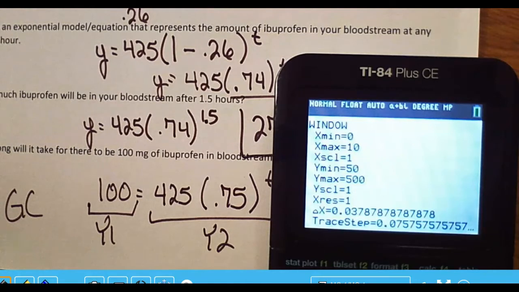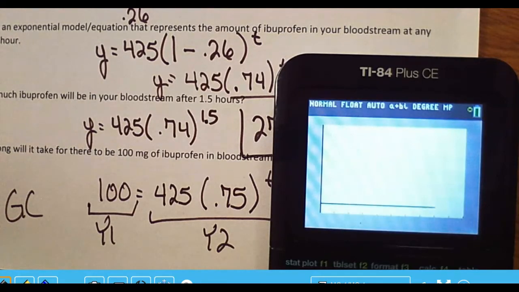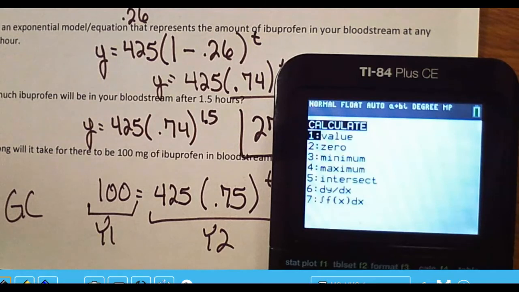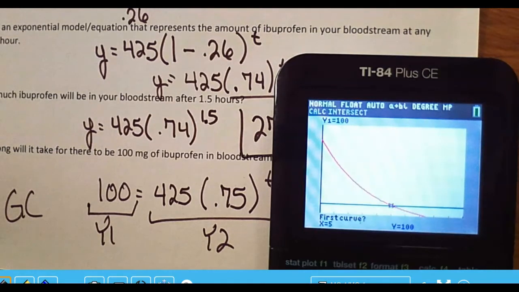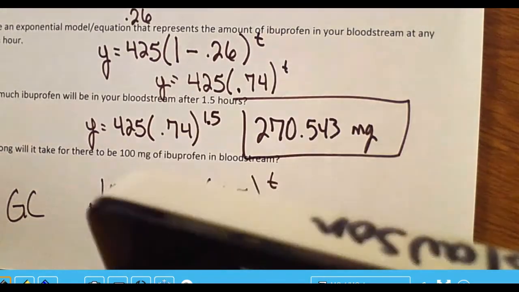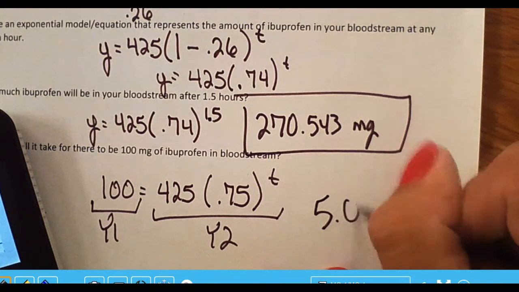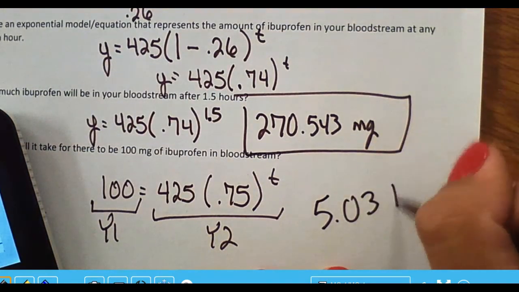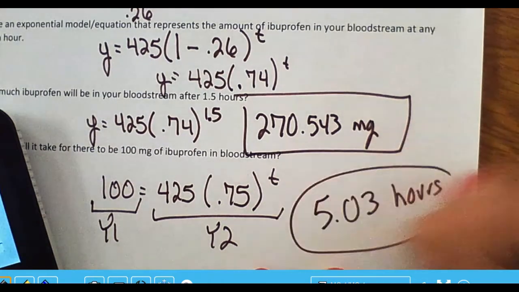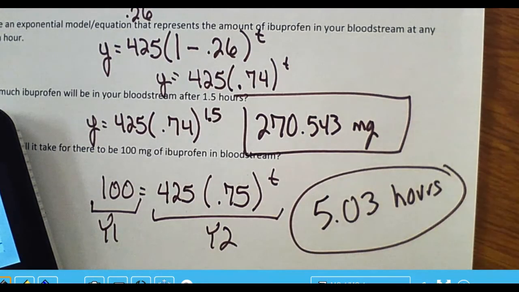So now I'm going to hit graph. Here goes my 100 amount. Here comes the 425. And I'm going to hit second trace now to see where they meet. That's at option 5, and I just hit enter 3 times. And it will take about 5.0, I guess if I'm rounding, hours, and then I've run out of ibuprofen in my body. And that's it. That is your exit ticket or content check number 10.